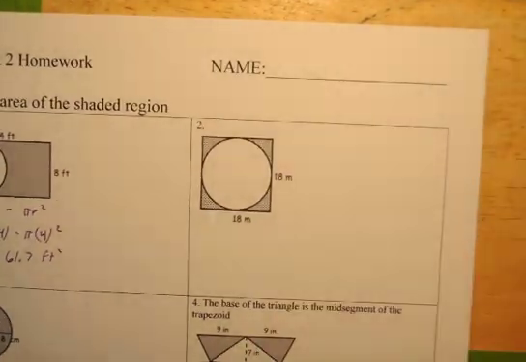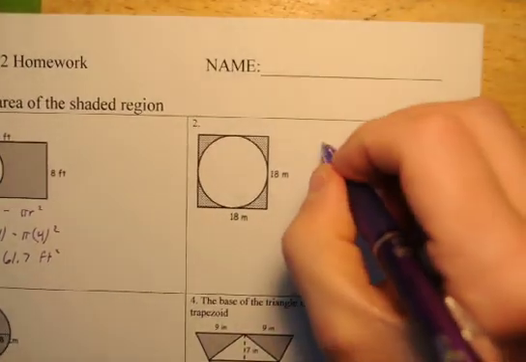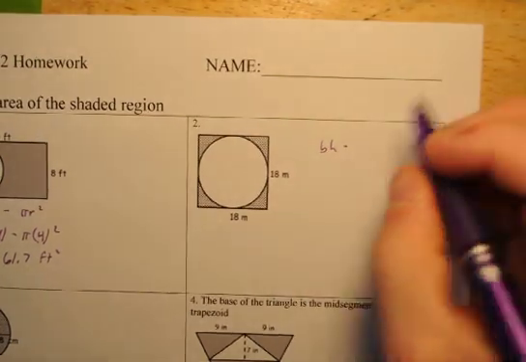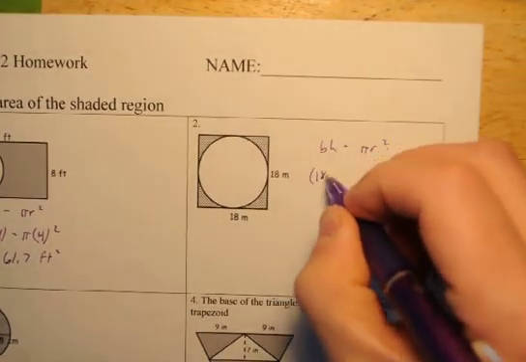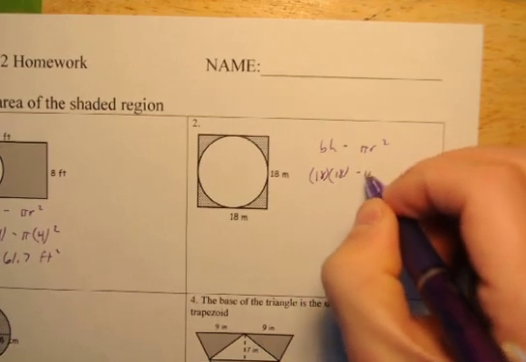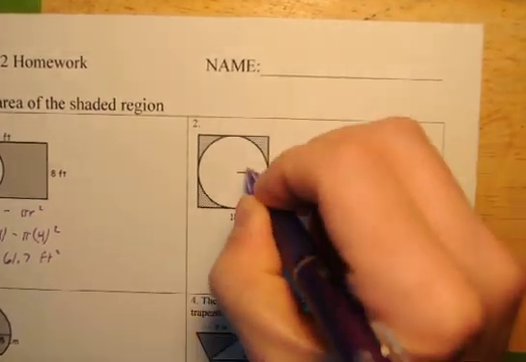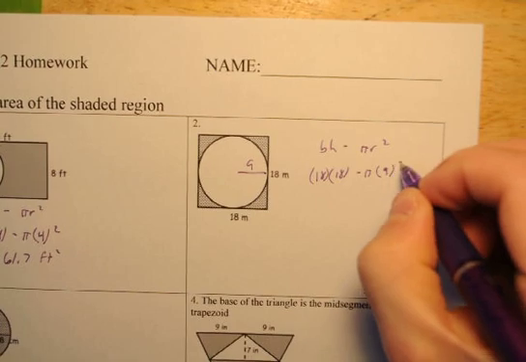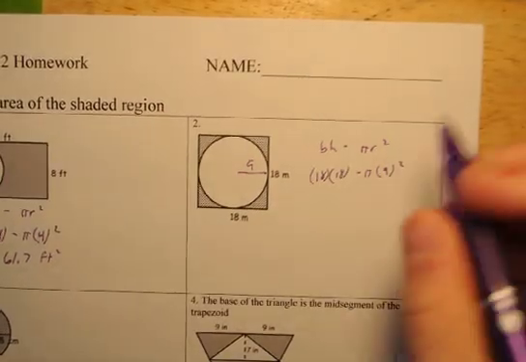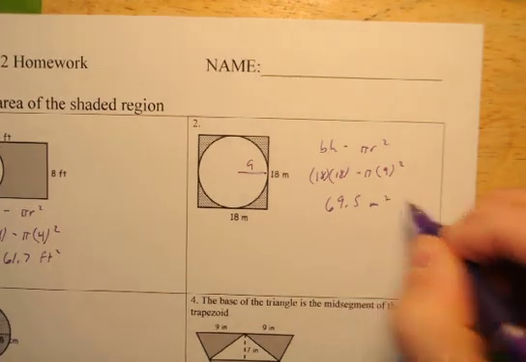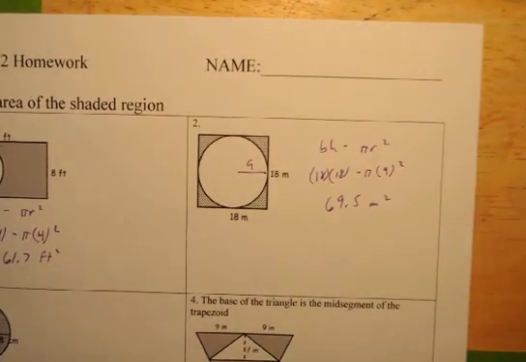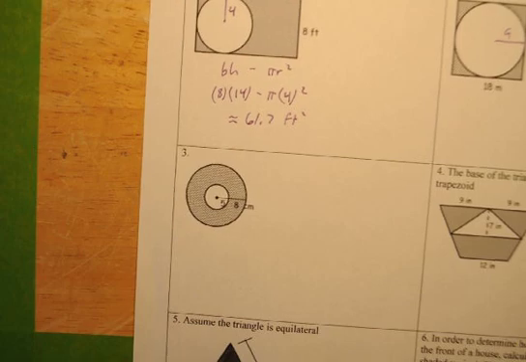Alright, next one, same idea, it's just a square minus a circle. So that's 18 times 18, and then the radius of that would be 9. Alright, if you work that out in your calculator, I believe it's 69.5. If I'm going too fast, feel free to pause and rewind.